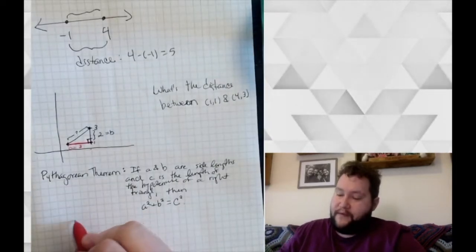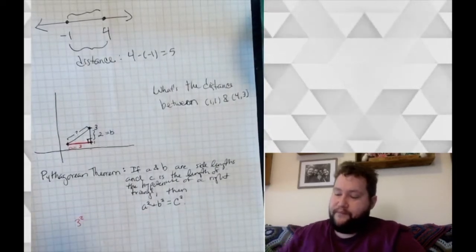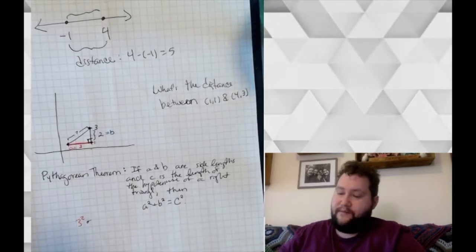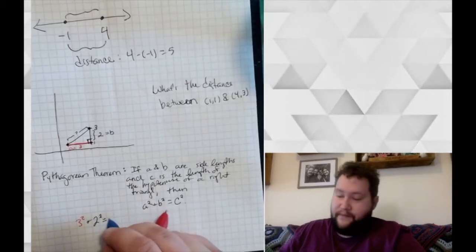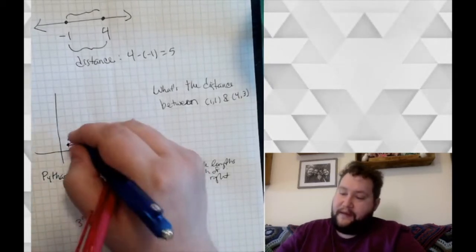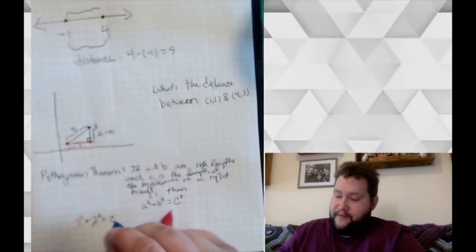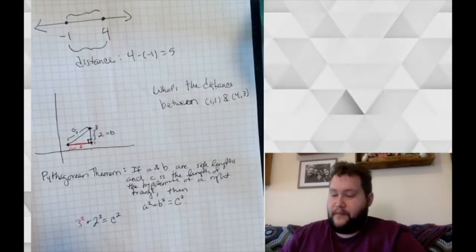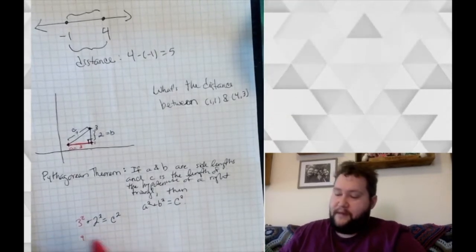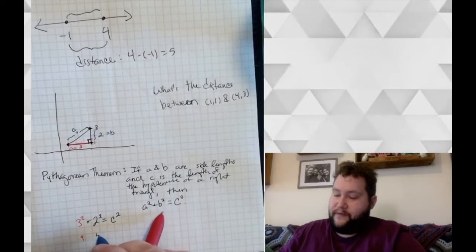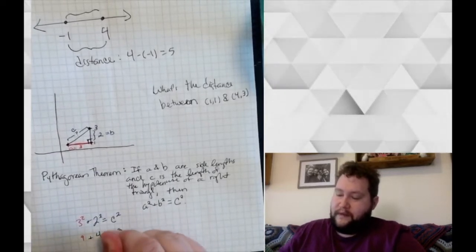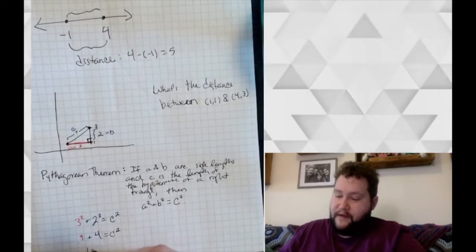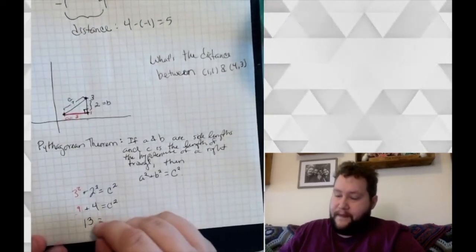So what we have is 3 squared plus 2 squared equals that unknown length C squared. So 3 squared is 9, 2 squared is 4, 9 plus 4 is 13, equals C squared.